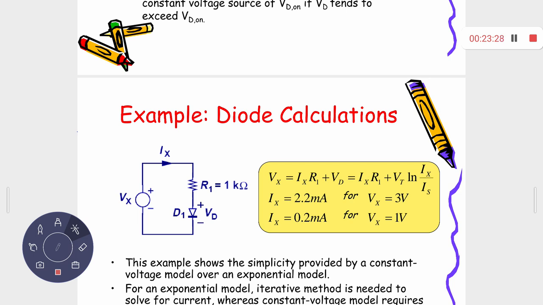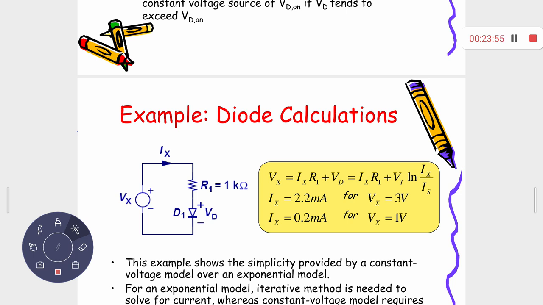And you have to find out, suppose when Vx is equal to 3 volt, you have to calculate the corresponding current, which is equal to 2.2 milliampere. When Vx is equal to 1 volt, the corresponding Ix is equal to 0.2 milliampere. Now if you take a look, how many parameters are there? Vx is equal to Ix R1 plus Vt ln Ix upon Is. Okay.